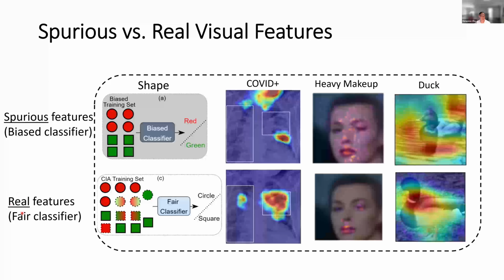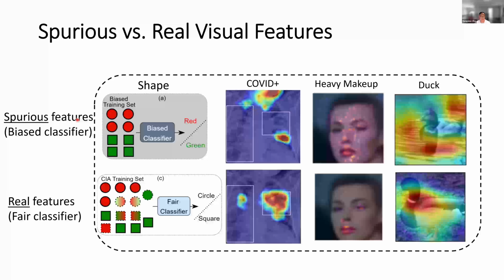So the second row corresponds to the real features. Let's start from the simplest case. If we'd like to build a model to tell the shape, we have circle, we have square. The real feature will be the reddish shape. The way to tell this is a circle is because of the shape, not because of color.